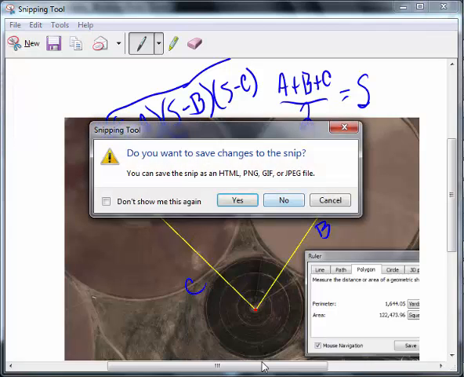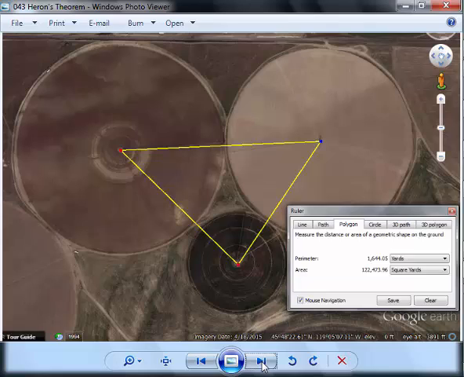And if you notice, they calculated the area here as being, oops, that's the perimeter, 1,644 yards is the perimeter, 122,000 square yards is the area of that triangle here that takes into account these 3 different sized circles.